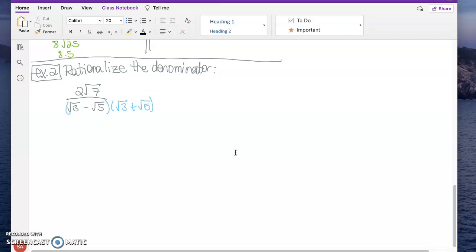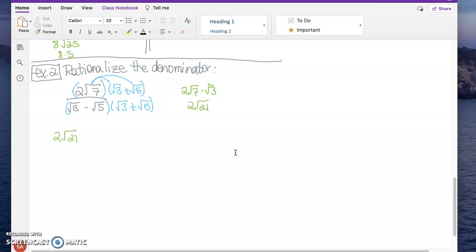So you might remember from Algebra 1, the conjugate is just changing the sign in front of the radical. So instead of rad 3 minus rad 5, we're doing rad 3 plus rad 5. Okay, so on top I'm going to distribute. So I'm going to do, let me change my color. Okay. 2 rad 7 times rad 3. And I multiply the radical with the radical. So that's 2 rad 21.